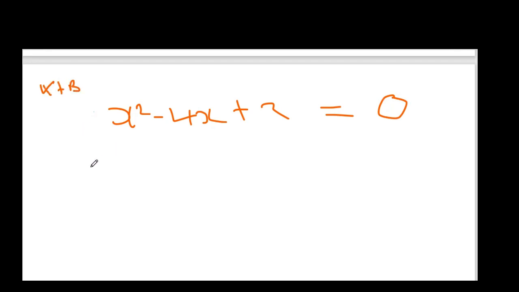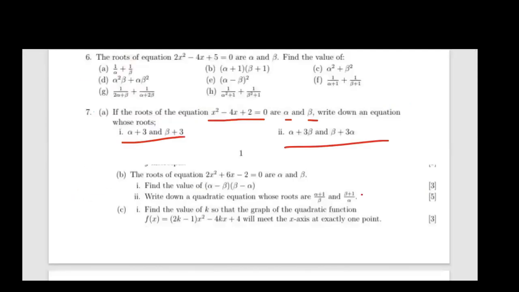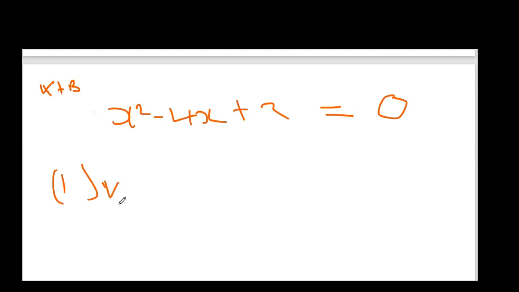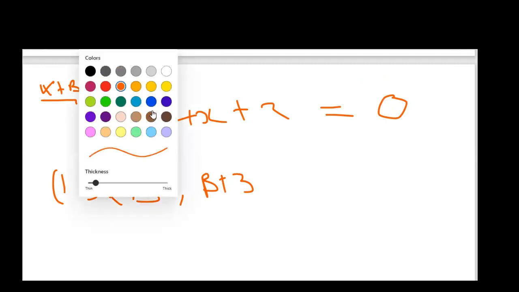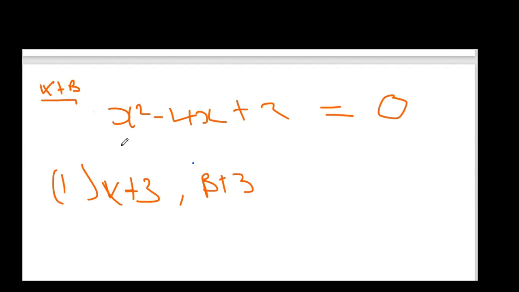Then they're saying find a new equation that has these roots, which are alpha plus 3, and the other root is just beta plus 3. Okay, so what equation will have these roots? If this equation here has the roots alpha and beta, what equation will have these roots? Okay, so the first thing there is just to get your A, your B, and your C from the given equation. So your A there is just 1. Your B is what? Just minus 4. Then your C there will just be 2.